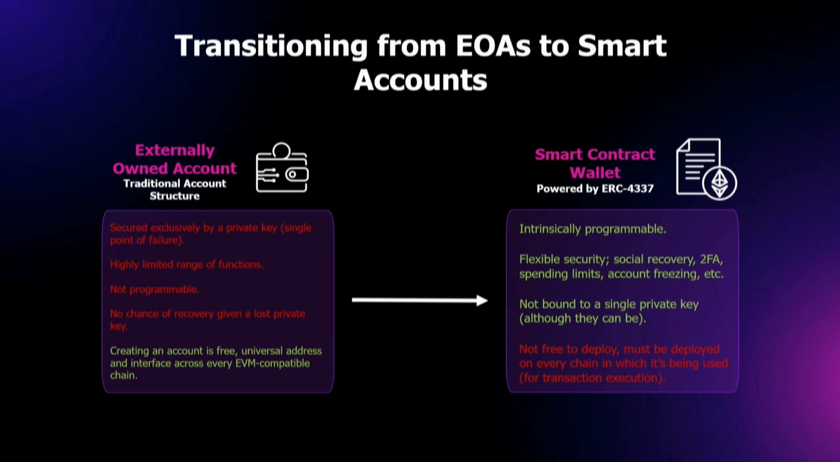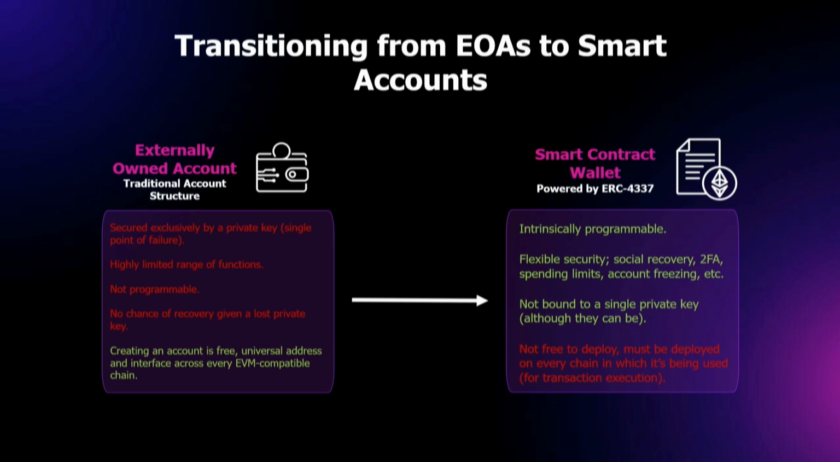And again, it goes in tandem with the fact that they aren't usually bound to a single private key. You could have multiple EOAs that own parts of a smart contract wallet, or you can have one smart contract wallet that has different security features that make it go beyond this limitation of one point of failure via a private key. Finally, the one downside to smart contract wallets, it's not a silver bullet by any means, is that they aren't free to deploy, because these are smart contracts at the end of the day.